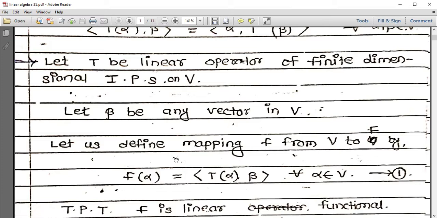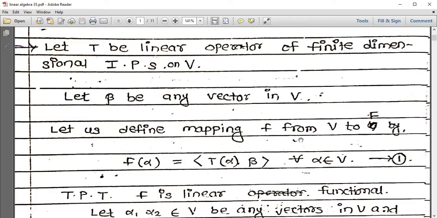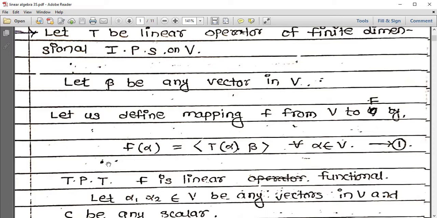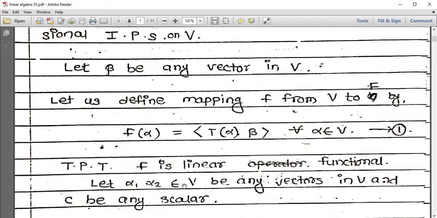Let us define a mapping f from V to F by f of alpha is equal to the inner product of T of alpha with beta, for all alpha belonging to V. Give it as equation number 1. We have to prove that this defined function f is a linear functional.